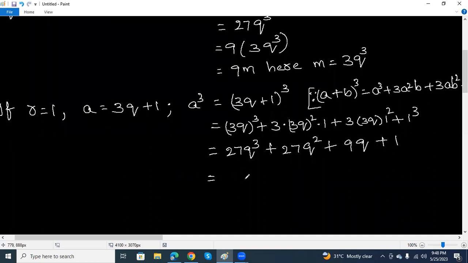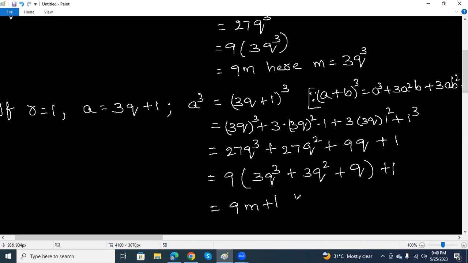Okay, because we have to show it in the form of 9m, or 9m plus 1, or 9m plus 8. So 9 3s are 27, 3q cube plus 3q square plus 9 went off, right? So q only is left, plus 1. So this can be written as 9m plus 1. Here, what is the m value? M is equal to, in the place of m, this should be there, right? 3q cube plus 3q square plus q.